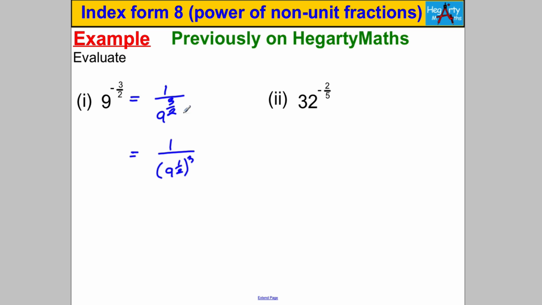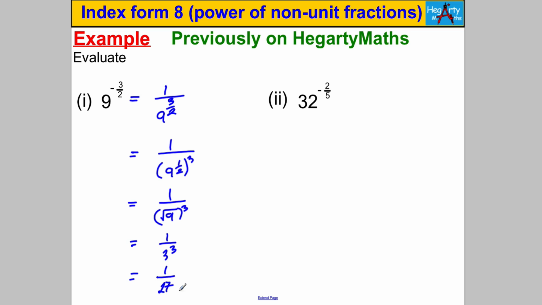I'm stripping out that 3. Now, what does that mean? Well, that means 1 over 9 to the half means the square root of 9, but don't forget the power of 3. And the square root of 9 is 3, so that's 1 over 3 cubed. And therefore we can say the answer to that is 1 over 3 cubed, which is 27.